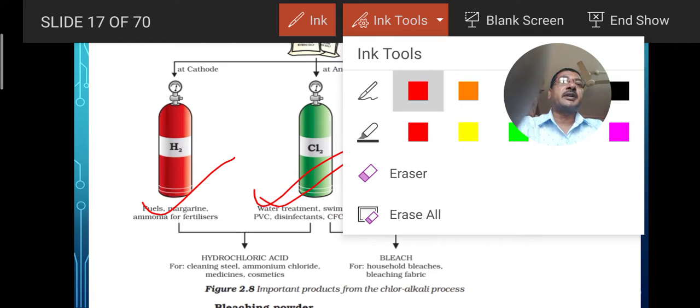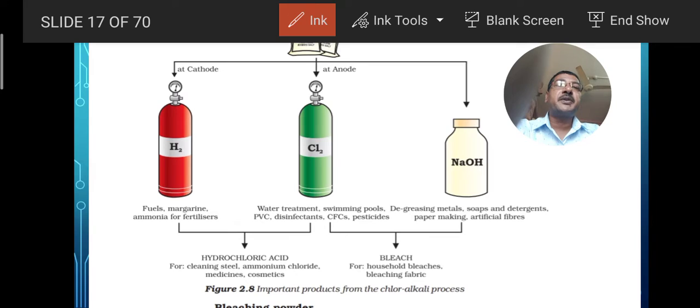Now, what are the uses of all three things produced during the electrolysis of brine? Number one is hydrogen. It is used as a fuel, it is used in making margarine, and it is used in the manufacturing of ammonia gas. You might have seen that N2 plus 3H2 produces 2NH3, which means hydrogen gas is needed to produce ammonia. It is also used in the manufacturing of fertilizers, ammoniacal fertilizers, which you will learn in higher classes.